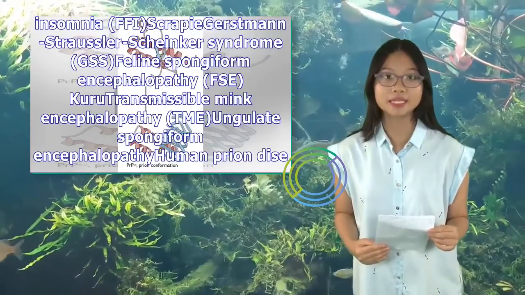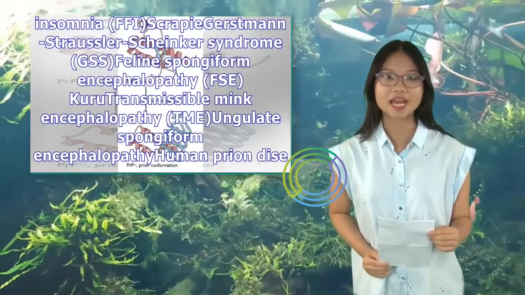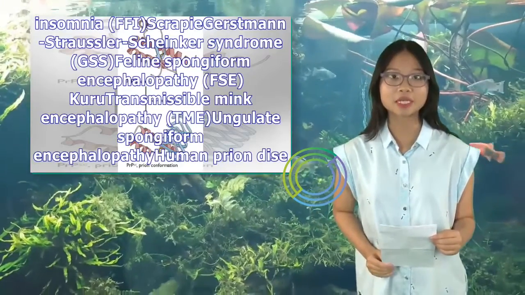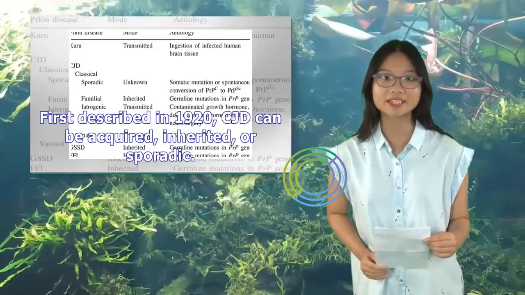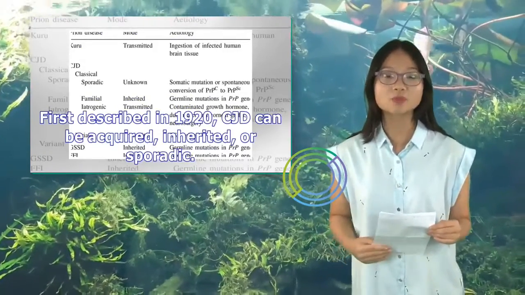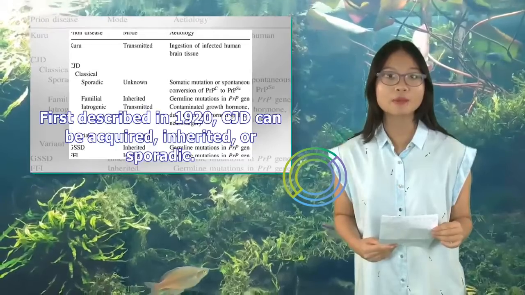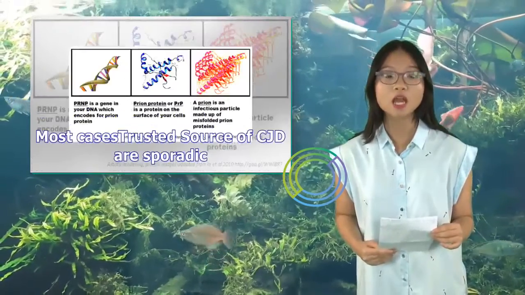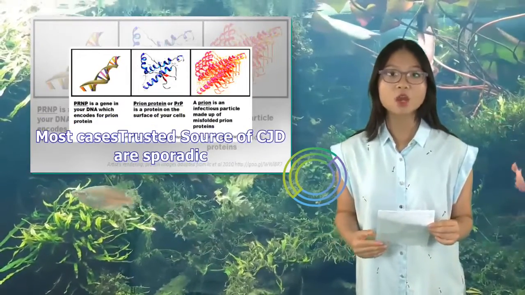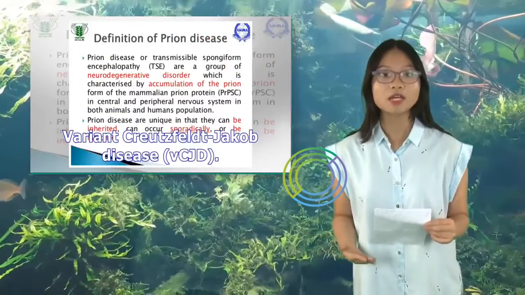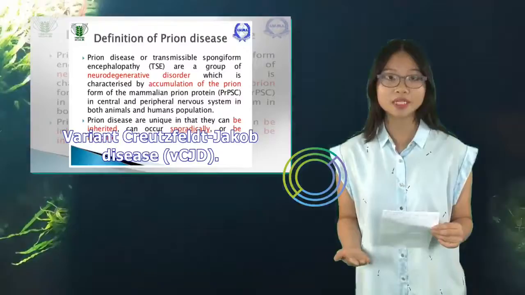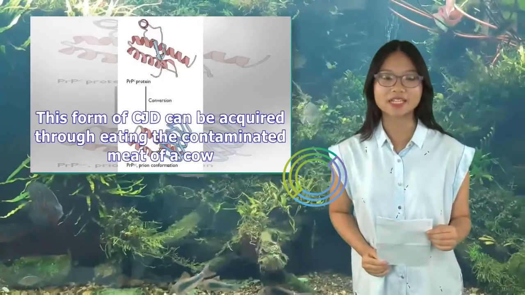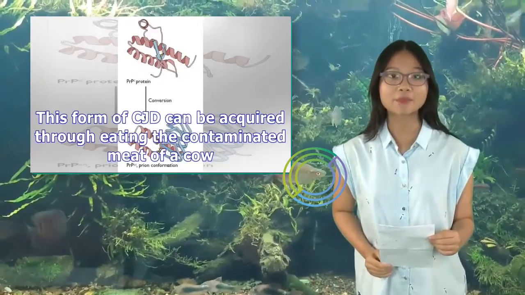Human prion diseases. Creutzfeldt-Jakob disease, CJD. First described in 1920, CJD can be acquired, inherited, or sporadic. Most cases of CJD are sporadic. Variant Creutzfeldt-Jakob disease, vCJD. This form of CJD can be acquired through eating the contaminated meat of a cow.